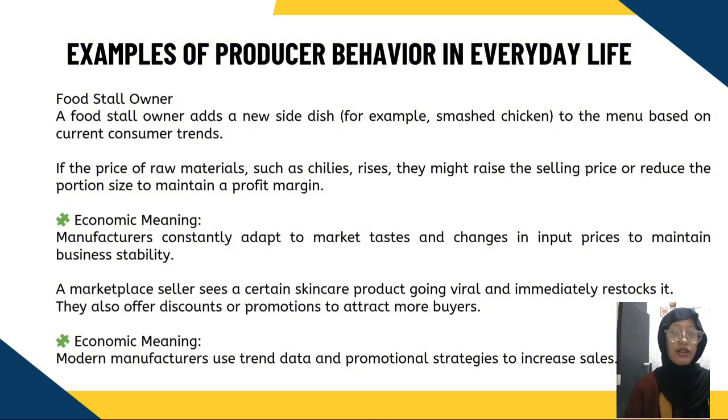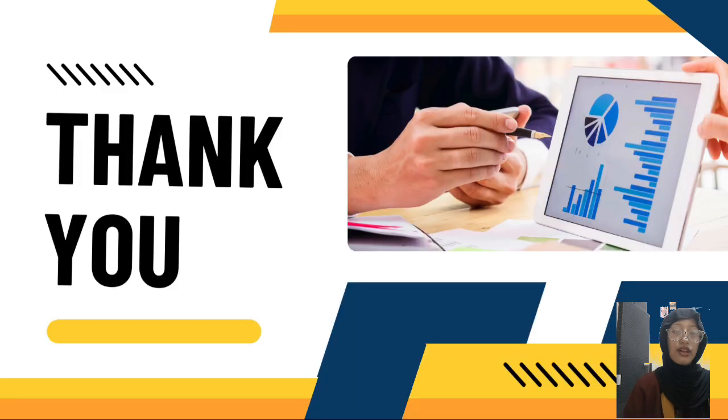Next is the economic meaning. Manufacturers constantly adapt to market tastes and changes in input price to maintain business stability. A marketplace seller finds a cotton skincare product going viral and they immediately restock it. They also offer discounts or promotions to attract more buyers. Next is the economic meaning. Modern manufacturers use trend data and professional strategies to increase sales.